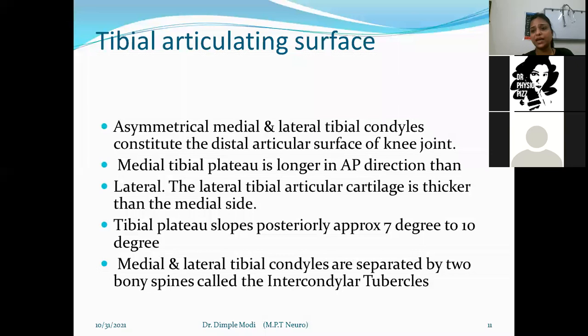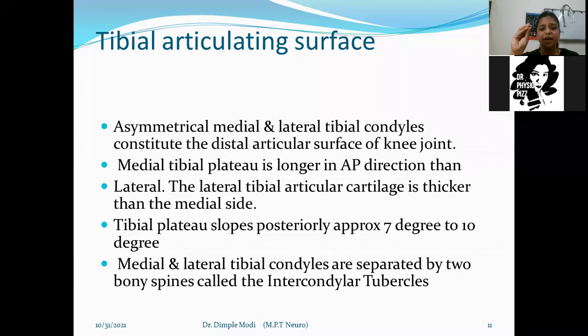Now we come to the tibial articulating surface. What is the tibial articulating surface? The femur is upside and the tibia downside, and the distal articular surface of the knee joint is asymmetrical. It forms the medial tibial condyle and the lateral tibial condyle. The medial tibial condyle is longer in the AP direction than the lateral tibial condyle. The lateral tibial condyle is a little bit thicker than the articular surface of the medial tibial condyle.